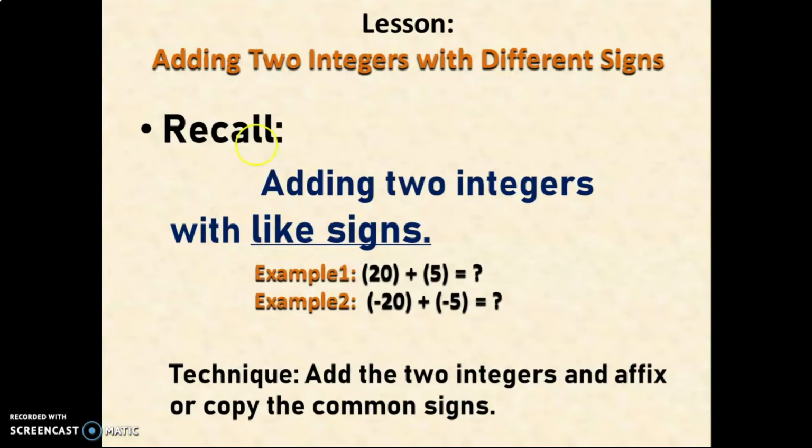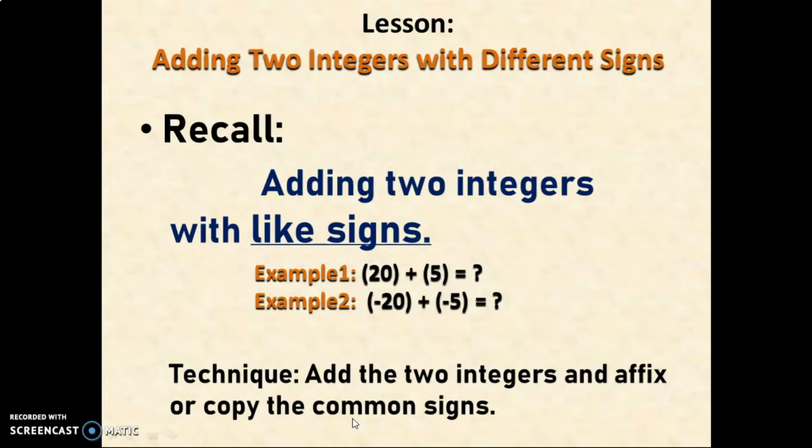Our lesson for today is adding two integers with different signs. Now before we discuss our lesson proper, let's first recall our previous lesson, adding two integers with like signs. Okay, pag pareho yung signs, how do we add the two integers? So here's the technique. Simply add the two integers and affix or copy the common sign. So that's the technique in adding two integers with like signs.